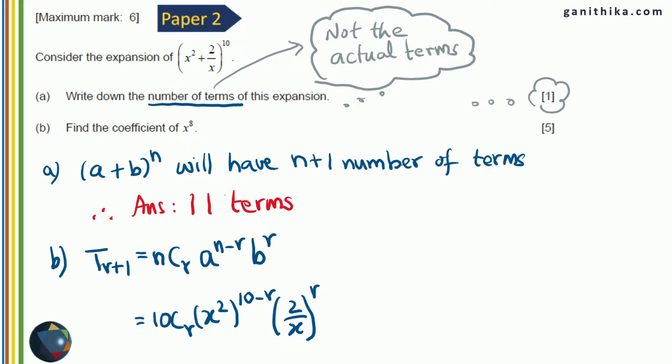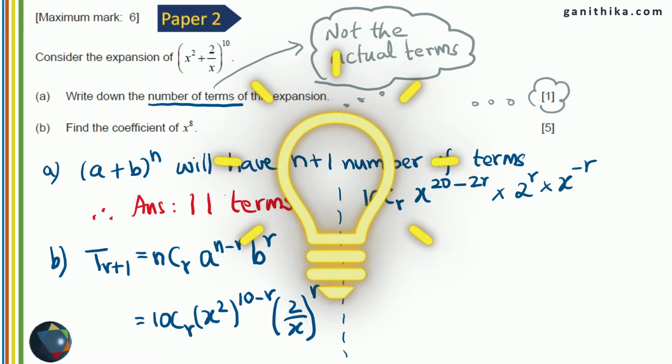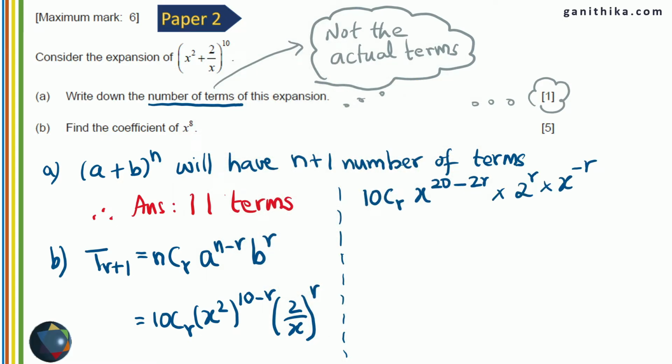And collecting all the constants together and x's together. Remember, x is in the denominator in the second term. So, x power r becomes x power minus r. You can see that everything is separated: 10cr, x power 20 minus 2r, 2 to the power of r, and x to the power of r in the denominator becomes x to the power of minus r in the numerator. So, collecting them all in this way and writing the constants together and x power together, we'll get 10cr 2 power r and x to the power of 20 minus 3r.